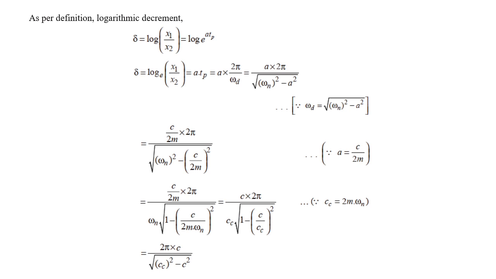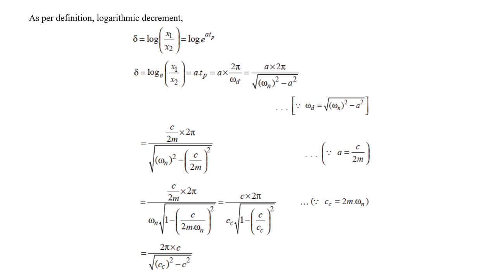It is equal to log, natural log, log to the base e, or you can say ln, of the amplitude reduction ratio, that is x1 upon x2, which is equal to log to the base e of e raised to a t, where a is a constant and time period t can be given as 2 pi upon omega d. And omega d, you know, is equal to square root of omega n square minus a square. We have studied this in the last lecture also.